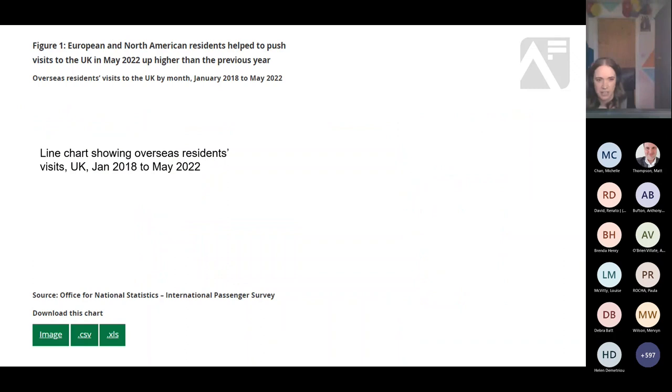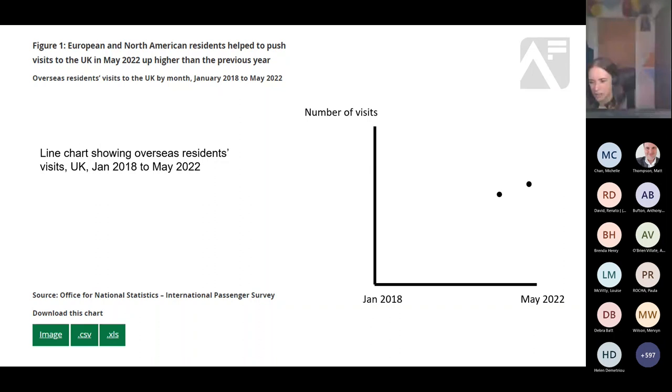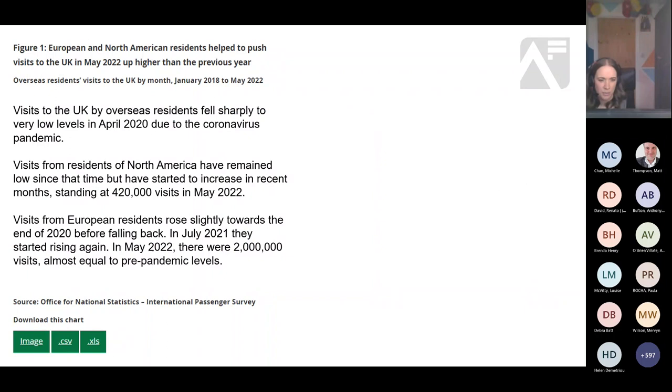Going back to the one we looked at earlier, this is the kind of option we see more commonly. We've got a very short piece of alt text that describes the chart. So here again we're back with figure one, European and North American residents helped to push visits to the UK in May 2022 up higher than the previous year. And we've got this little piece of alt text which says: line chart showing overseas residents visits UK Jan 2018 to May 2022. And we said, well, basically all we're getting from that is this little sketch here. We know one dot is higher than the other. We kind of know what's on the axes, but we're not really able to visualize it. So we need something else. My suggestion would be we need to write longer, more descriptive text alternatives.